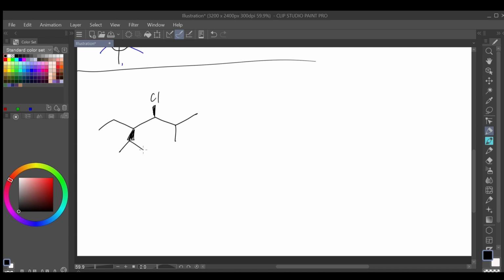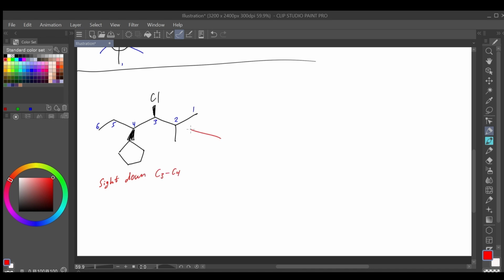Now let's do a slightly more difficult example to show how to draw the Newman from the line angle. This is a slightly larger molecule but same idea. Make sure you number your carbon always. I always tell the student to number the carbon. If you don't know your nomenclature by now, if you don't know how to number this molecule, you need to go back and do your homework before you come here.